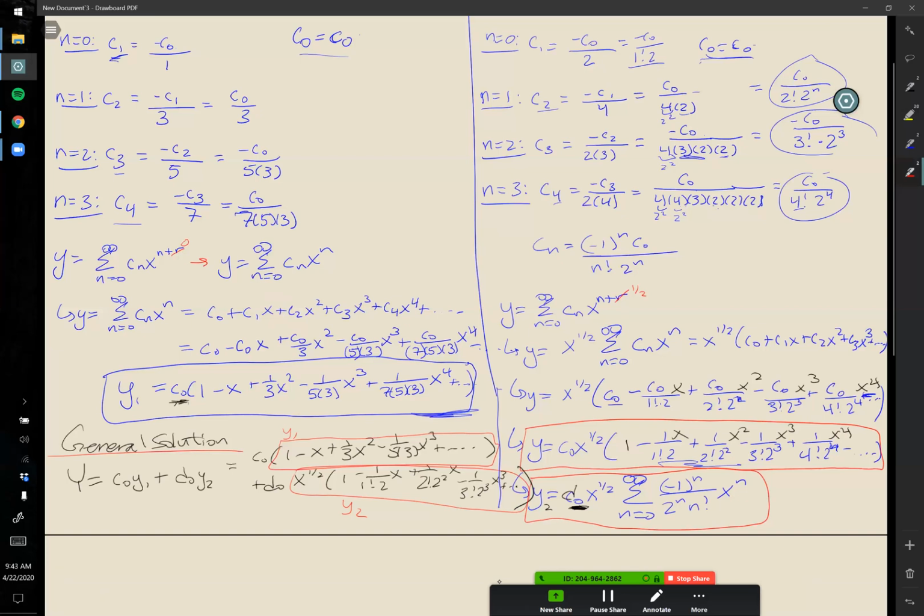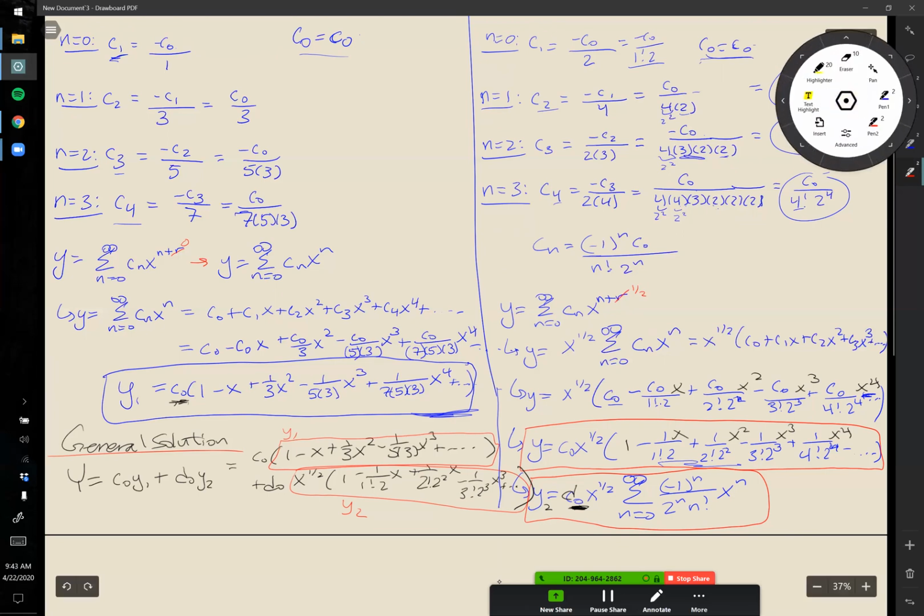Whew. Okay, well, that's the Frobenius method. So shout out to Frobro. He really helped us come up with this. Otherwise, we couldn't do stuff like this.